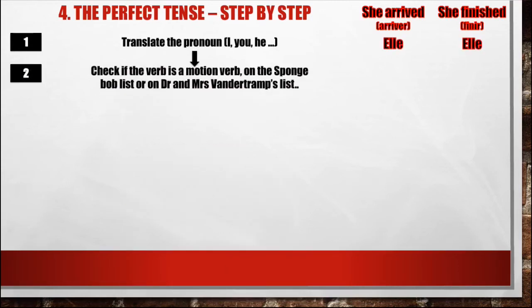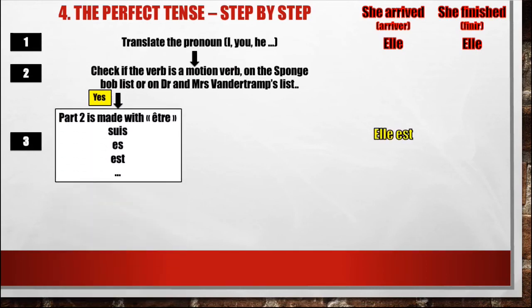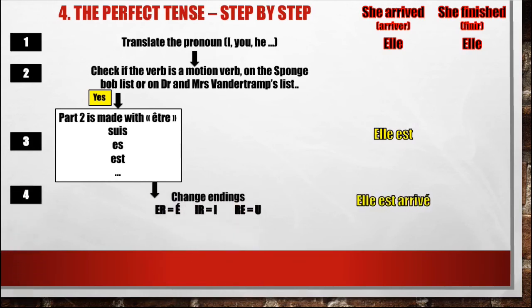Step number 2, we need to check if the verbs we are using, what we are trying to say, is on the SpongeBob list, or on Mrs. Van der Trump, or in the house picture for motion. So, number 3, once we've got that, we'll follow the different steps here. So the first one, arrived, is on the list. So we need to have part number 2 made of être. So elle is followed by a. And now let's go to part number 3 and see what's happening there.